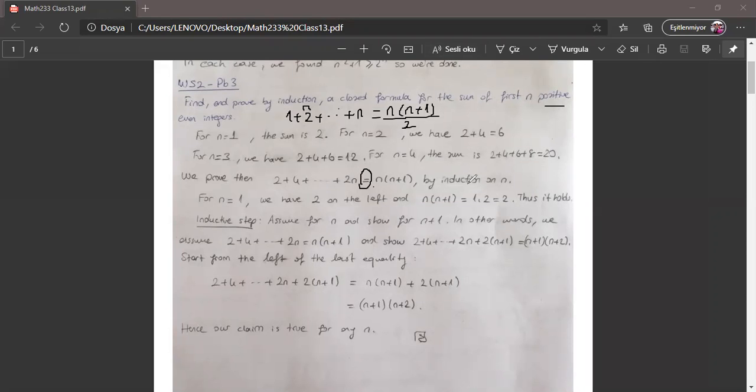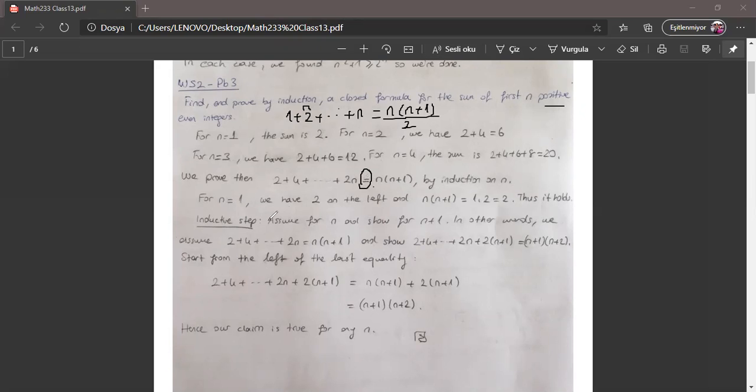Now, how do we prove? We will prove by induction on n. So the base case is for n equals 1. If we have only one even integer, which is positive, then we have only 2. Now on the left, we will have only 2. What about on the right side? Now we have n equals 1, so we plug n equals 1 here and get this 2. So on the left and the right, we get the same values. So this equality holds for the base step.